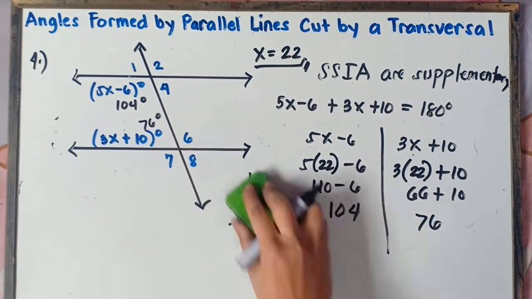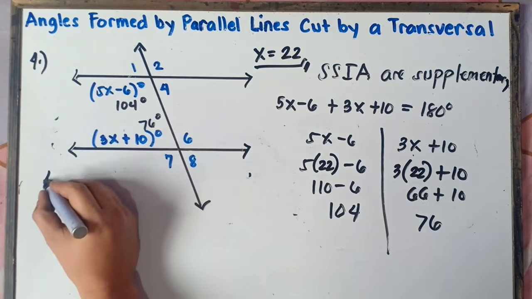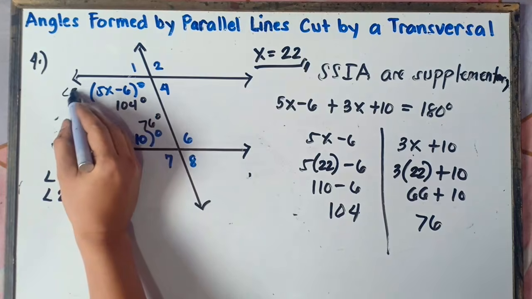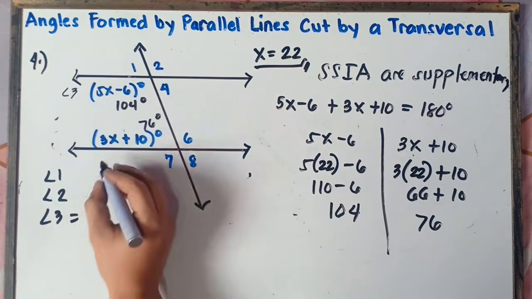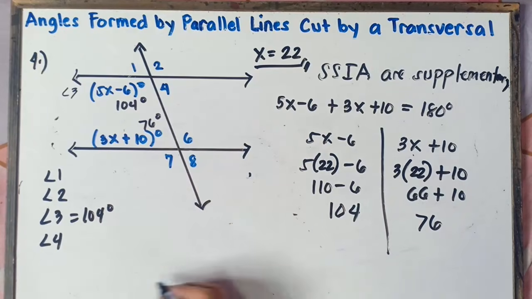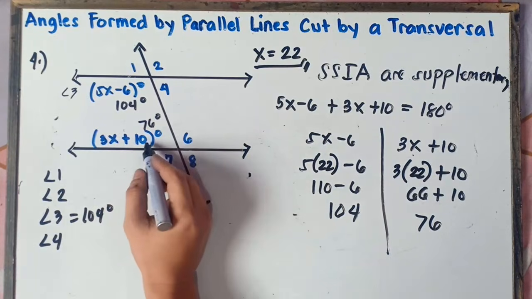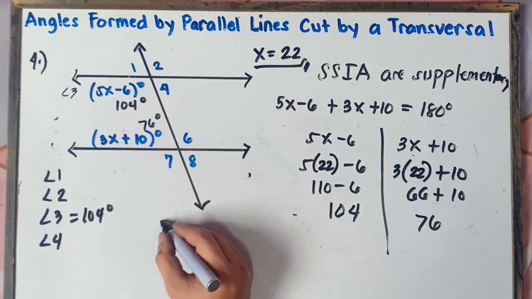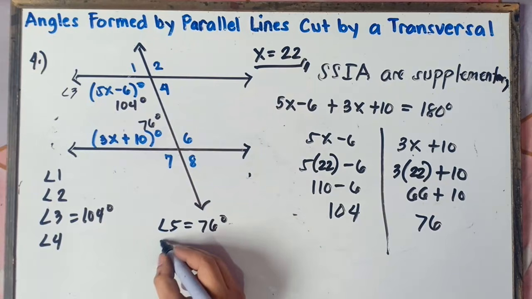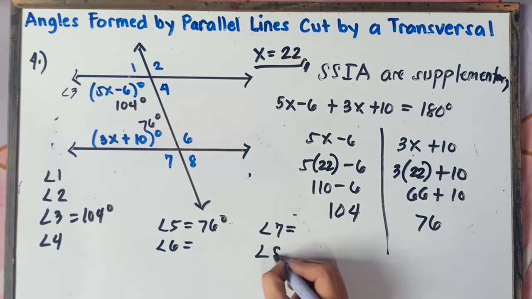So almost done. So therefore, if this is 76, let me just write the angles here. Angle 1, angle 2. Assume that this is angle 3. So angle 3 is 104 degrees. Angle 4, we don't have angle 4. Okay, so assume this is angle 5. The value of angle 5 is 76 degrees. Angle 6, we don't have. Angle 7, and then angle 8.